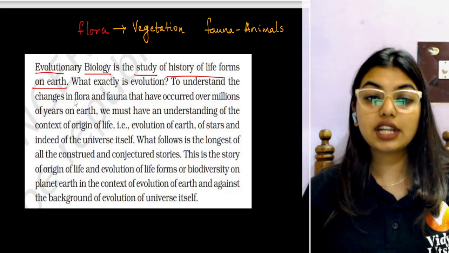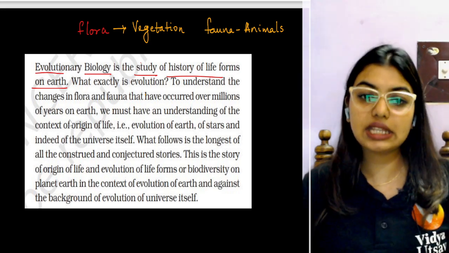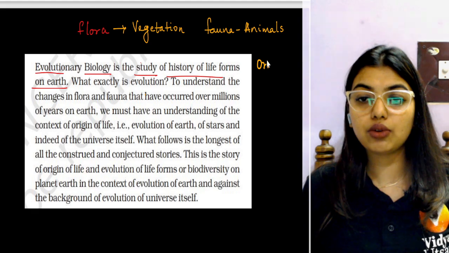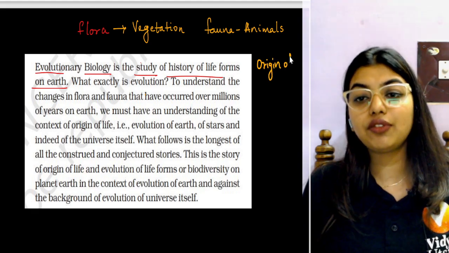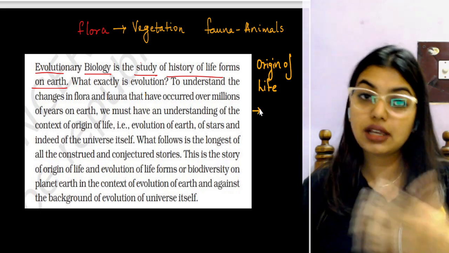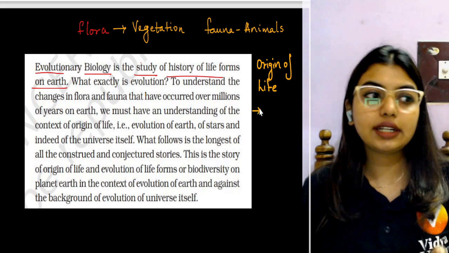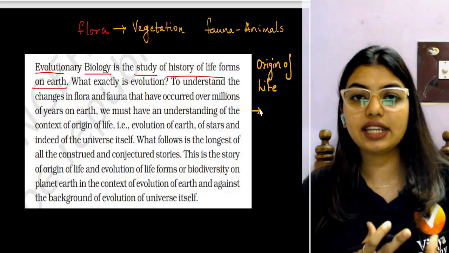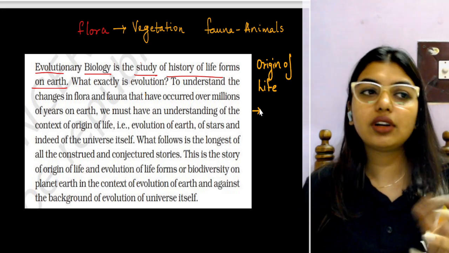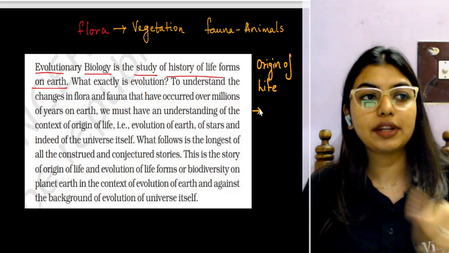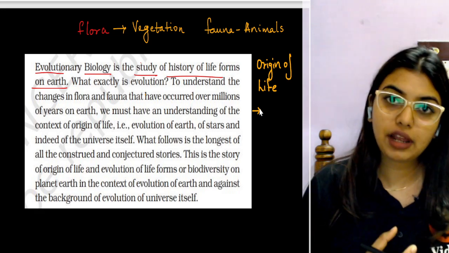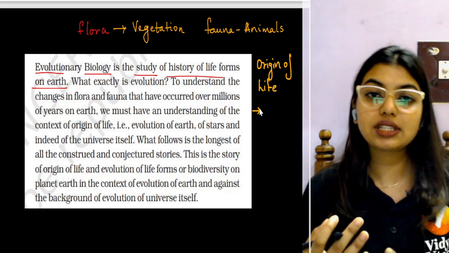We must have an understanding of the context of origin of life. Now students, in this chapter what you're basically going to study is how the origin of life happened. Sometimes we have also heard that God created the entire universe in 7 days, and on the 6th or 7th day man appeared. Then we would have heard that one big explosion happened, and because of this earth was formed. So there are multiple theories on how life happened, how earth happened, how the universe was formed, all of this.